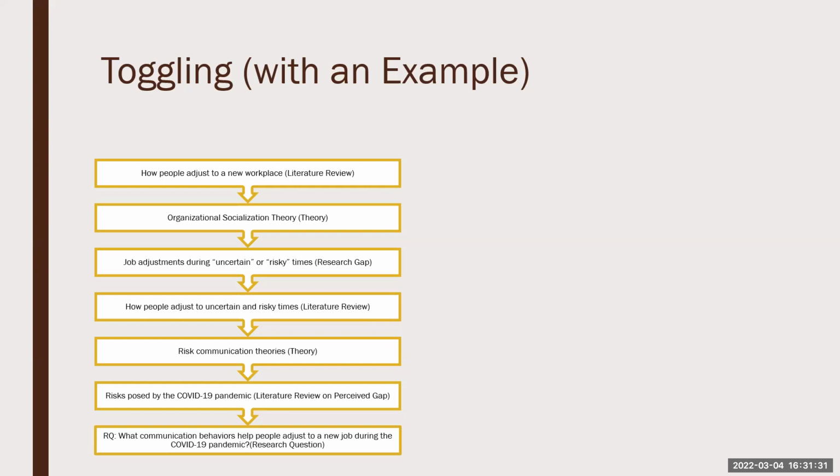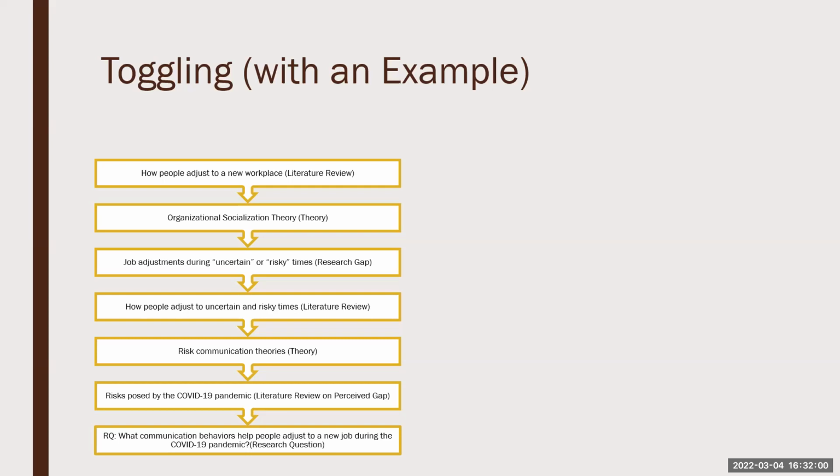And so you start looking at the literature again in terms of how people adjust to uncertain and risky times, because you start reasoning that the more research you can find about how this adjustment occurs during uncertain and risky times, you can combine that with socialization theory, which tends to look at the same issue, but in a very different spatial and temporal context.